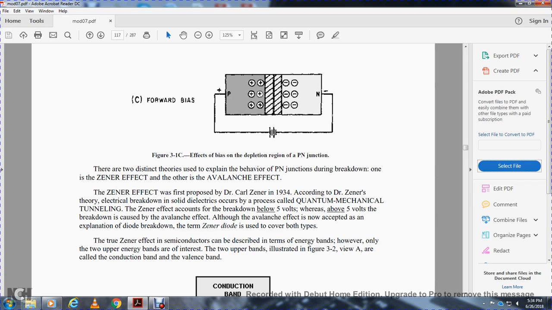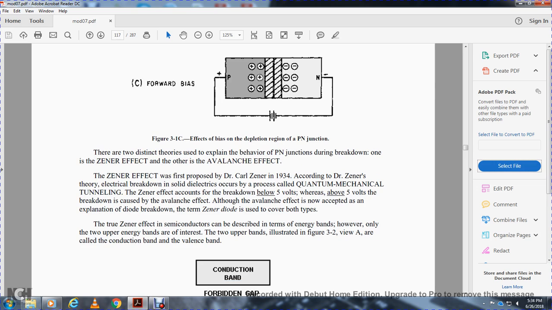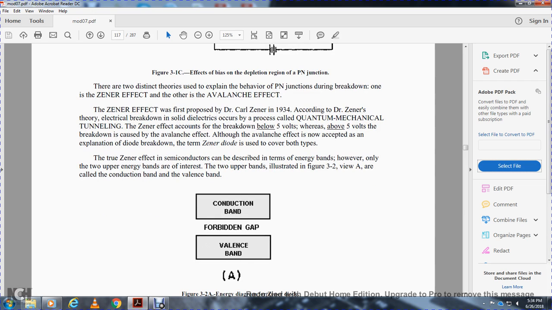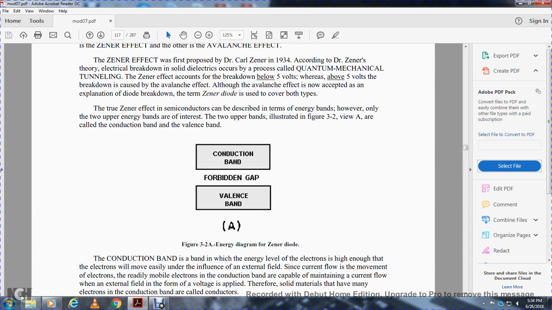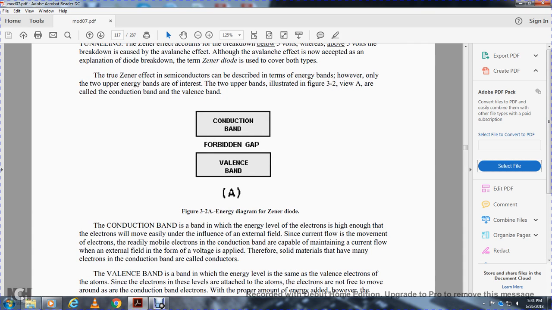Although the avalanche effect is now accepted as the explanation for most diode breakdown, the term Zener diode is used to cover both types. The true Zener effect in a semiconductor can be described in terms of energy bands. However, only the 2 upper energy bands are involved, illustrated in figure 3-2, view A, called the conduction band and valence band. Conduction band, forbidden gap, valence band: energy diagram of the Zener diode. The conduction band is the band with an energy level of the electrons high enough that the electrons will move under the influence of an external field.